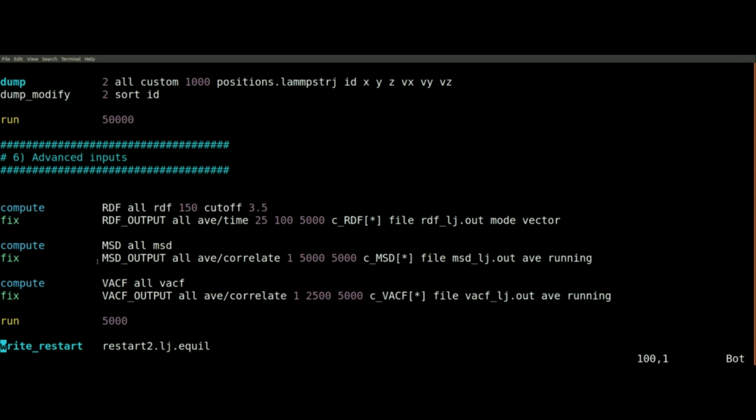Here I need another fix, but the reason I need this fix is that LAMMPS will naturally give me the mean squared displacement, but per particle.